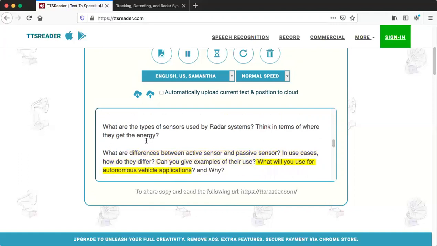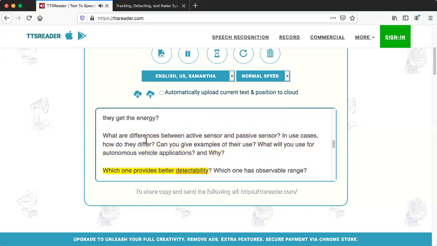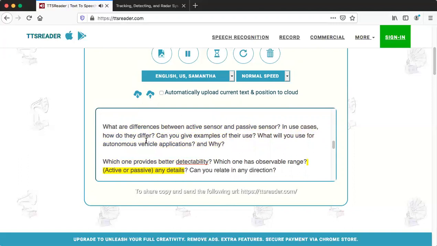What will you use for autonomous vehicle applications? And why? Which one provides better detectability? Which one has observable range? Active or passive? Any details? Can you relate in any direction?